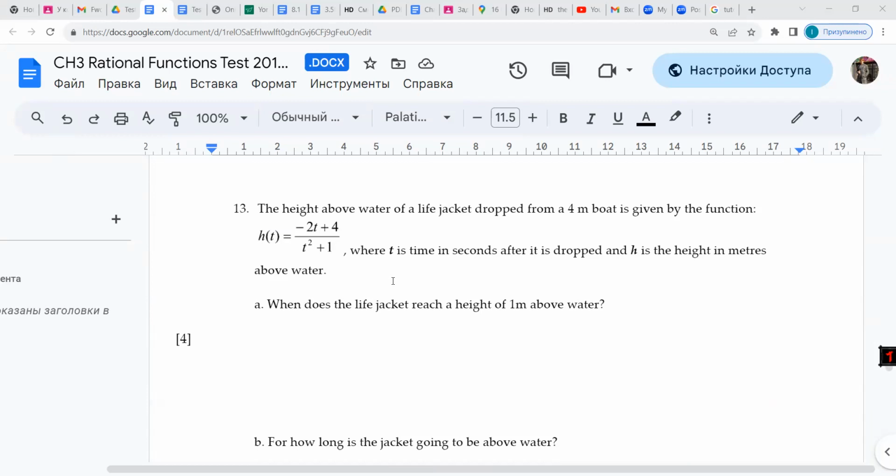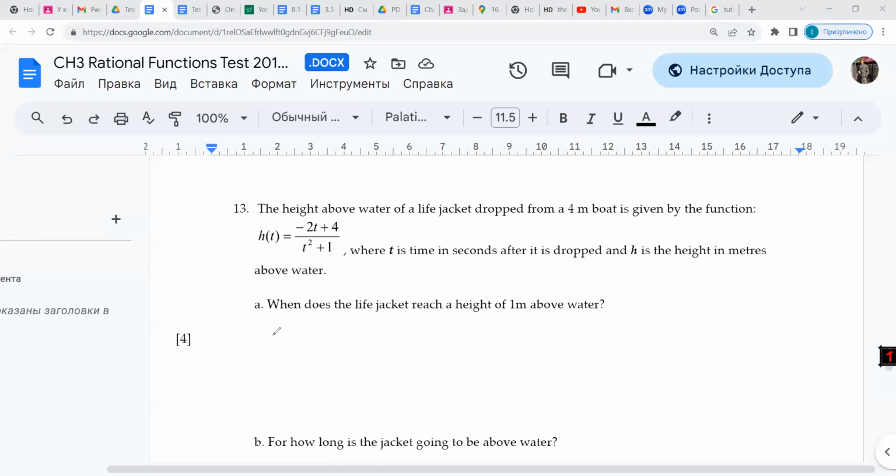The height above the water of a life jacket dropped from a 4 meter boat is given by the function. So we're throwing a life jacket from a boat from 4 meters height, where t is time in seconds after it is dropped, and h is the height in meters above the water. Question A: when does the life jacket reach a height of 1 meter above the water?